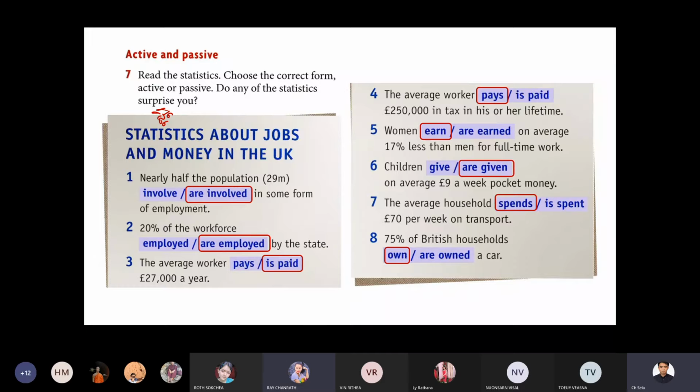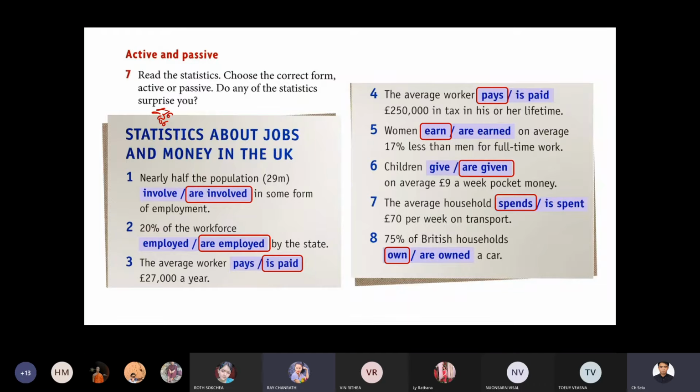One, nearly half the population are involved in some form of employment. Two, 20% of the workforce are employed by the state. Three, the average worker is paid £27,000 a year. Four, the average worker pays £250,000 in tax in his or her lifetime.